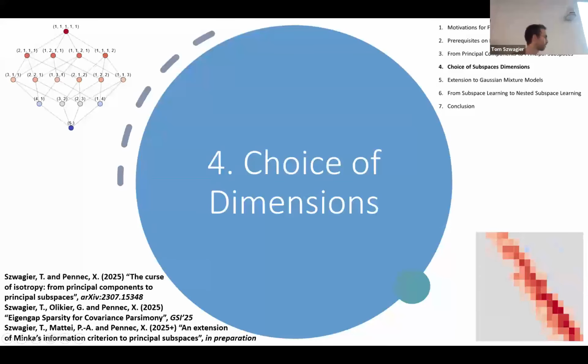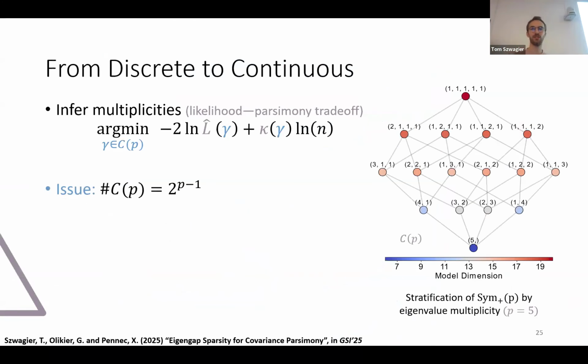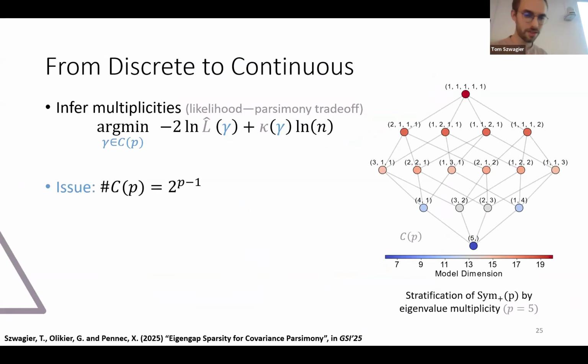This was all for the curse of isotropy. So as I said earlier, we studied a particular case of a much more complicated problem, which is intractable. And now we'll try to have more quantitative methodologies for the choice of the eigenvalue multiplicities. Let us start with a first methodology. To summarize what we had before, we wanted to optimize this criterion on the space of all possible multiplicities, which is very large. So it's a discrete optimization problem.